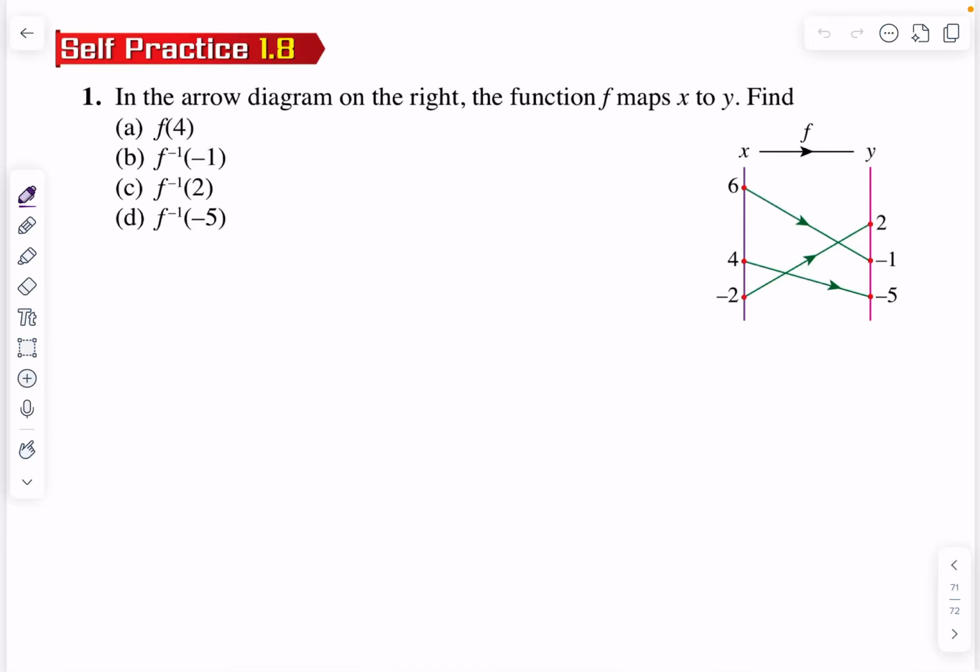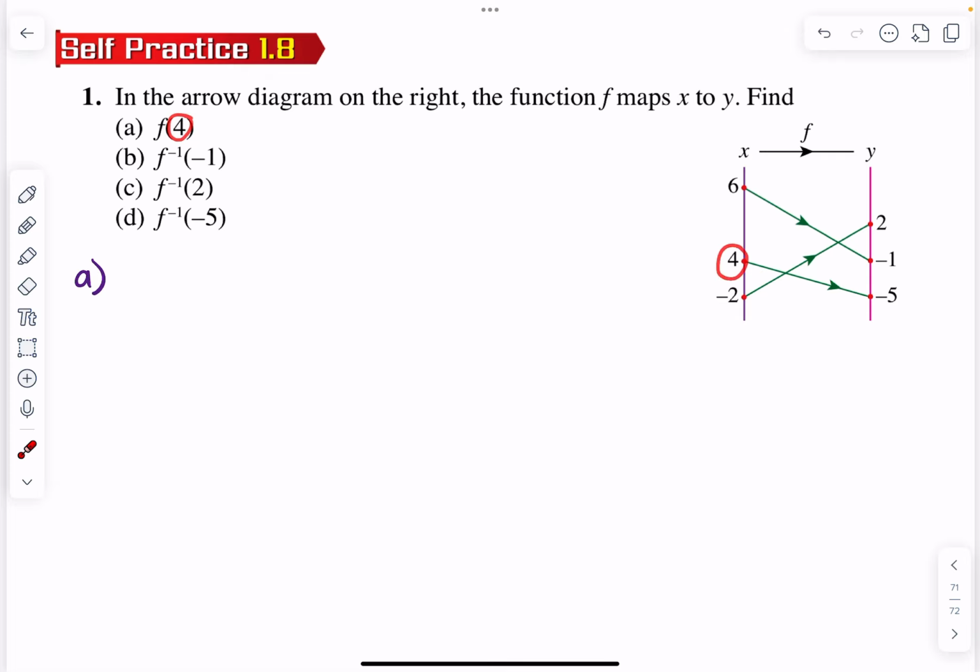Question 1. In the arrow diagram on the right, function f maps x to y. So f maps x to y, and y to x will be the inverse function f. So let's look at the questions. First, they ask us to find f of 4.